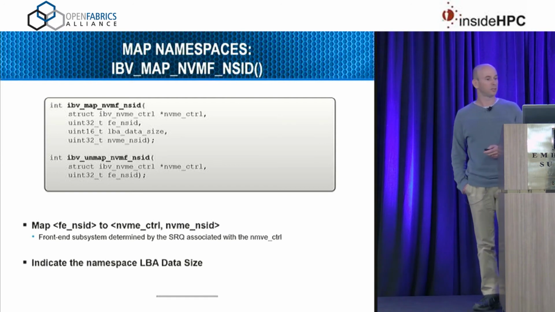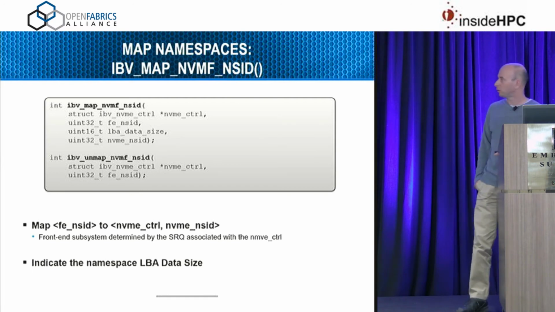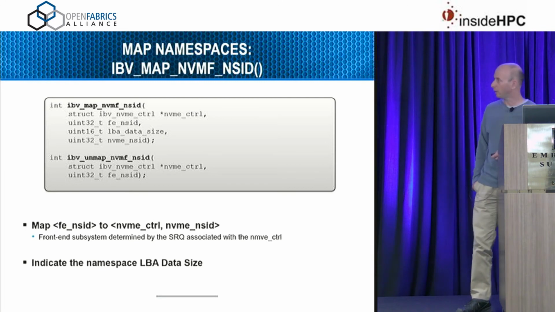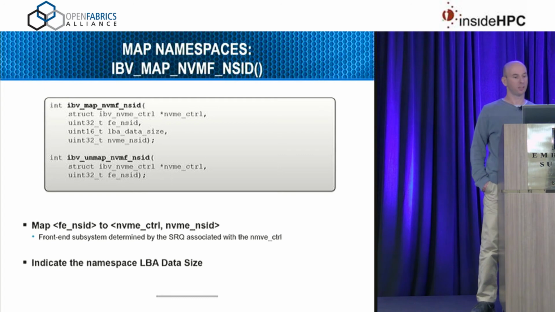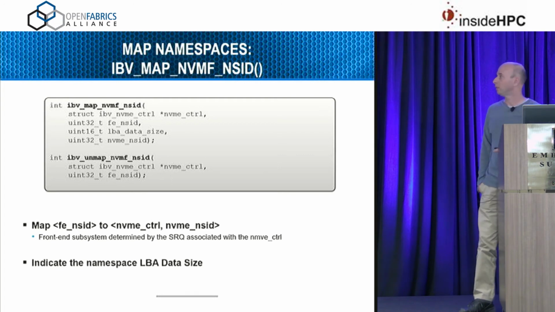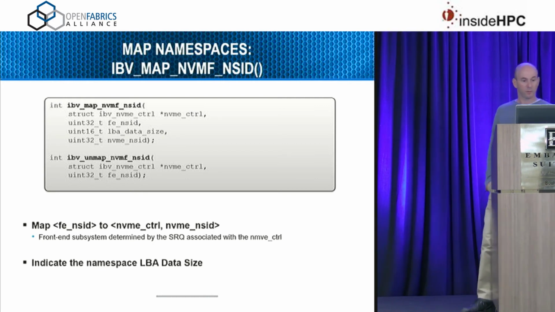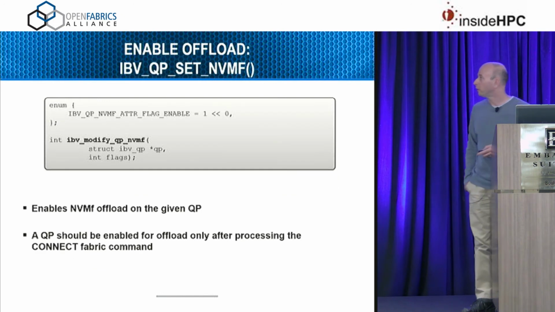The final stage is mapping namespaces. What we want to do is map a front-end namespace ID into a specific controller and that specific controller's namespace ID. In addition to that, we want to provide some idea about the LBA data size, so the hardware would know how to allocate buffers according to the request, since everything is given in LBA units. So we have here the NVMe controller object, the front-end NSID, the back-end NSID, and the LBA size. And after you map that on the given SRQ, you're done.